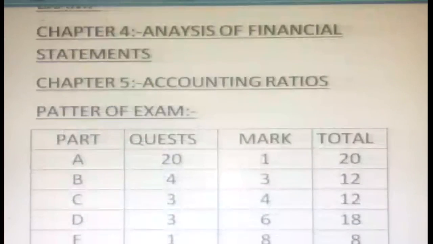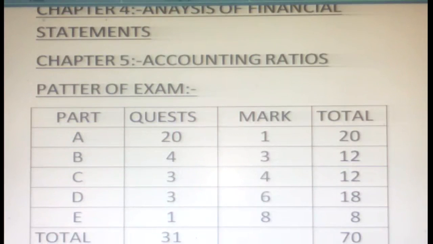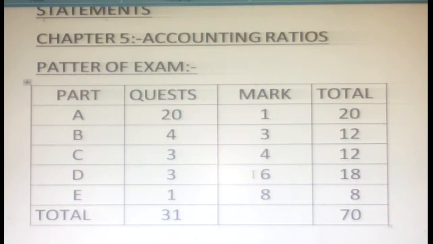Okay, the exam planning here is that, see, Part A, 20 questions, each 1 mark, you will get 20 marks. Part B, 4 questions, each 3 marks, 12 marks. Then Part C, 3 questions, 4 marks each, 12 marks. Then Part D, 3 questions, each 6 marks, 18 marks. So finally one 8 mark question. Totally 31 questions, you have to write all the 31 questions. The total marks is 70. So theory is also very important. You have to study the theory part also.